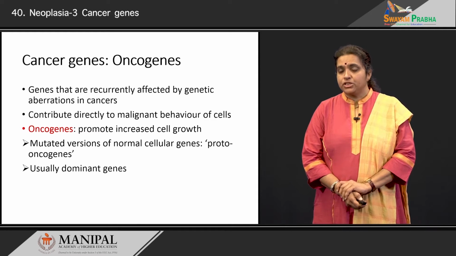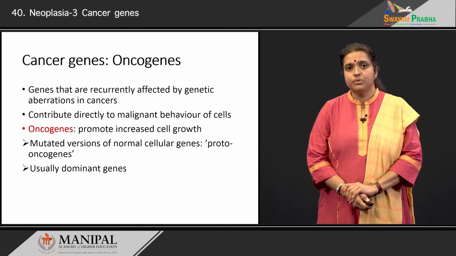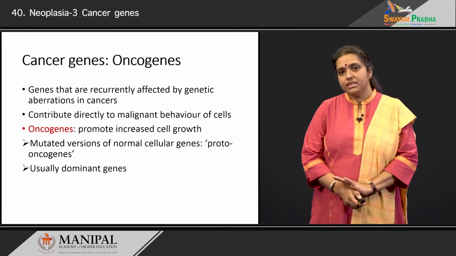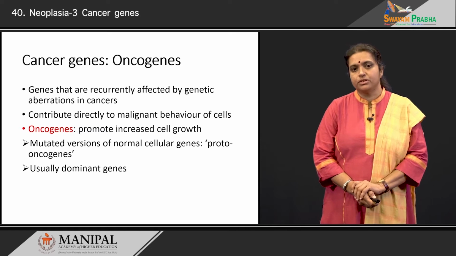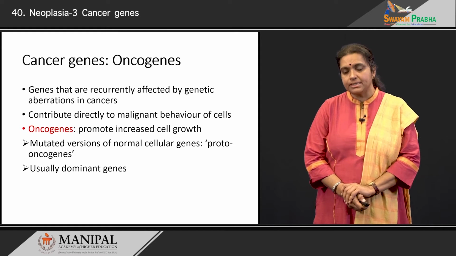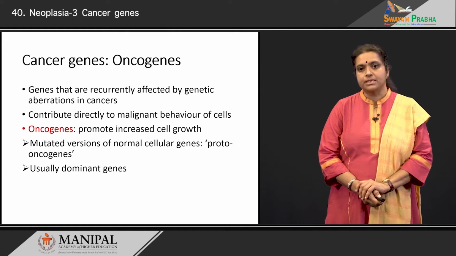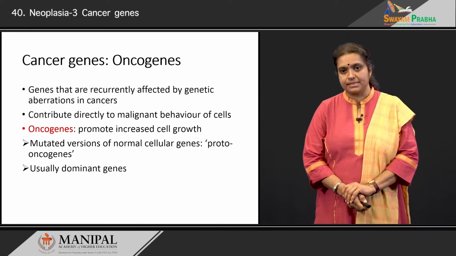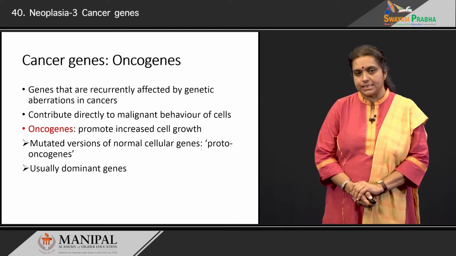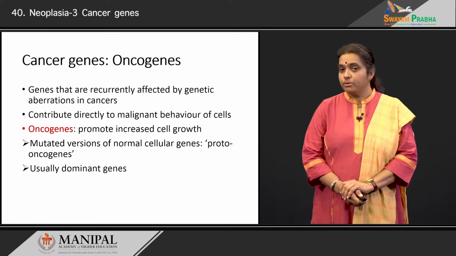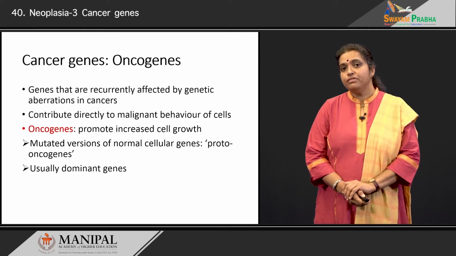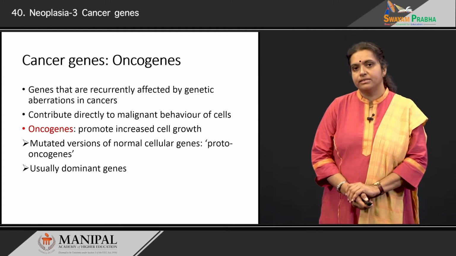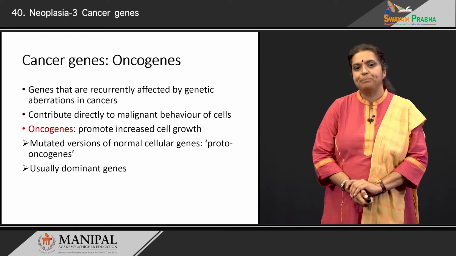Now, these are actually, as I already mentioned, mutated versions of normal cellular genes. So, there is a set of genes normally present in the cells, known as proto-oncogenes, which have certain normal functions, and these are altered during the formation of cancer, and they become oncogenes. Usually these are dominant genes, which means even if a single allele is inherited, the cell can transform into a malignant cell.